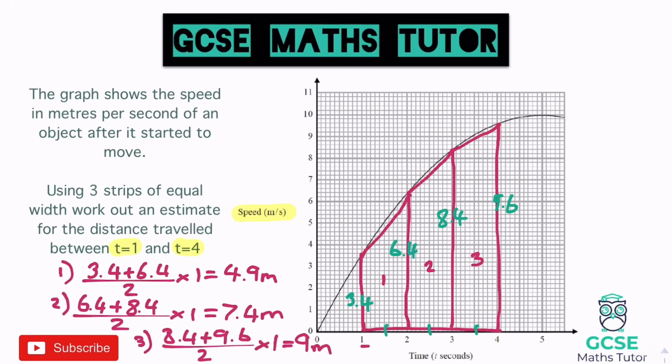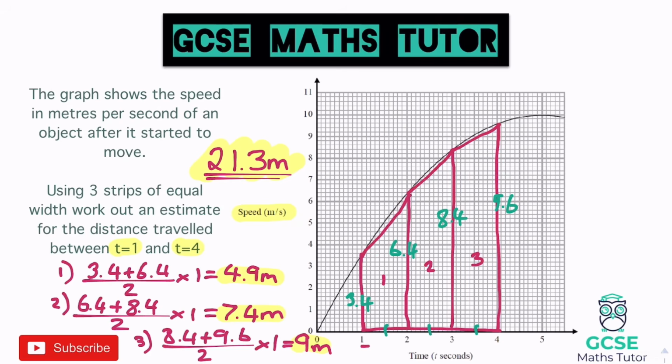Right, so there's our 3 distances for those 3 different trapeziums. All we need to do to get our total distance is add them all together. So we've got 4.9, 7.4, and 9 meters, and we just need to add them all together. So 4.9 plus 7.4 plus 9, and that gives us a total distance of 21.3. There we go, so let's write that down, 21.3 meters. And there's our final answer for that one, 21.3 meters.